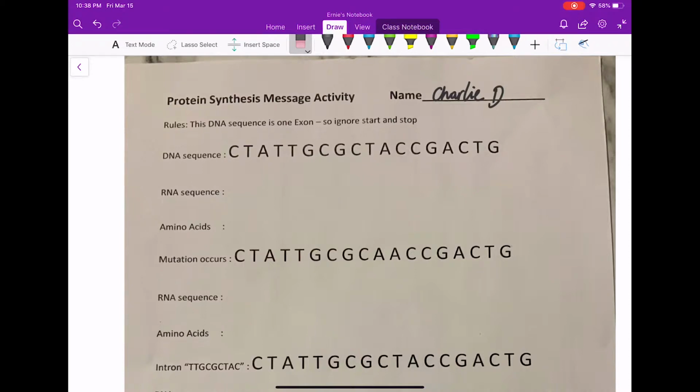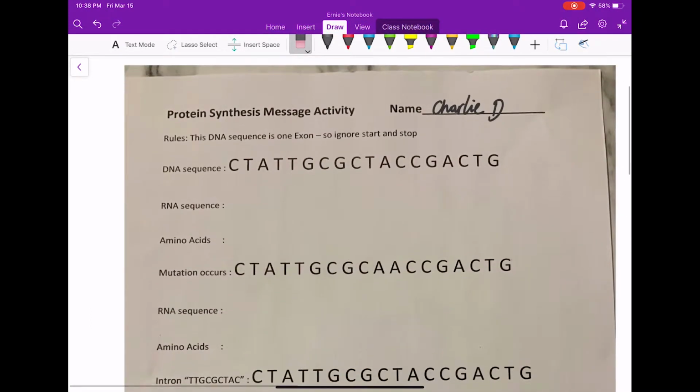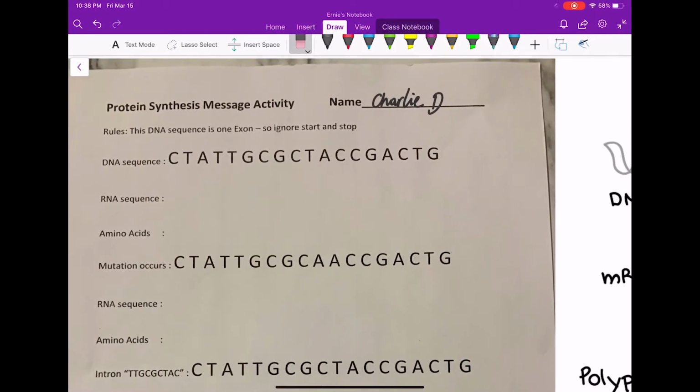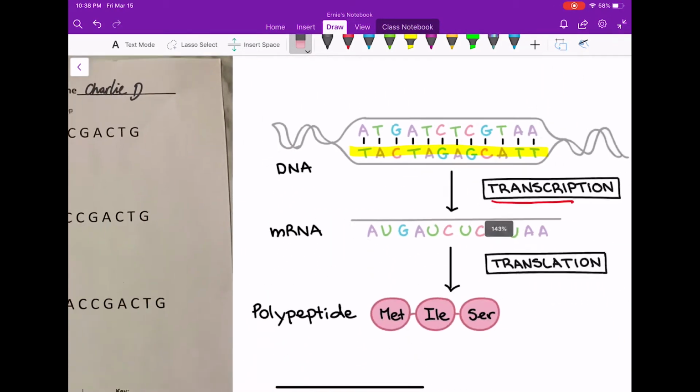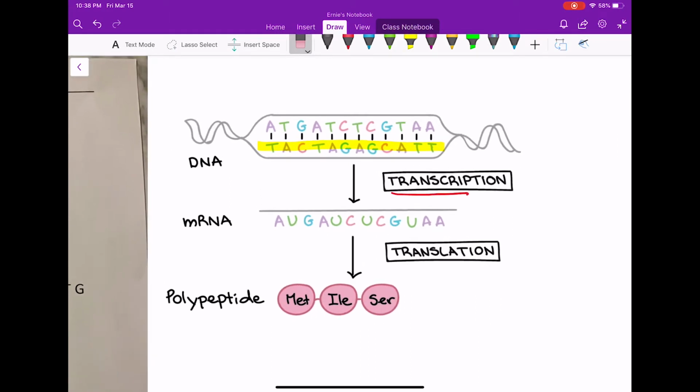So I wanted to explain protein synthesis in this activity. And I think to be able to understand this activity, we have to understand what's going on during transcription and translation, right? We have learned that genetic information is going to be stored in the nucleus of the cell, right? So, and it never leaves the nucleus.